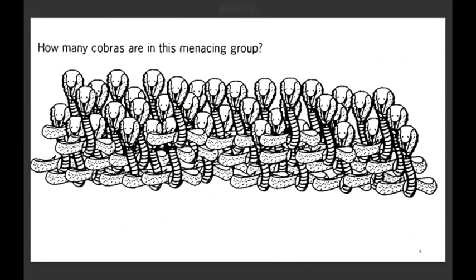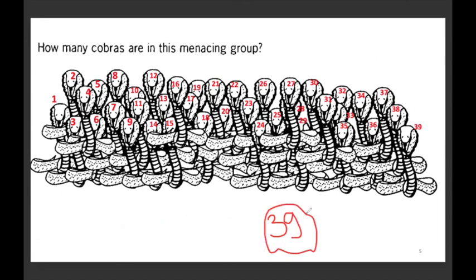You're given here a diagram. You have to identify how many cobras are there in this menacing group. You're given a large number of cobras. We have to find the total number of cobras that are there. So these are all the total cobras, which comes up to a total of 39 cobras. So it's a total of 39 cobras that are there in this group. Okay, we'll move to the next one.